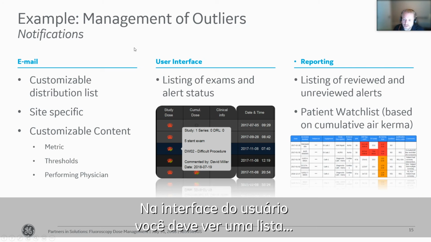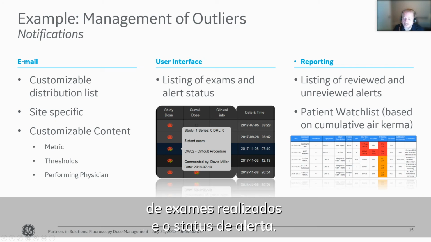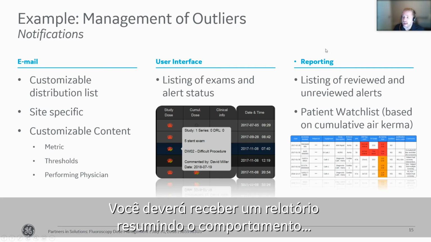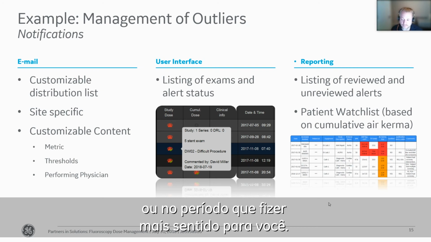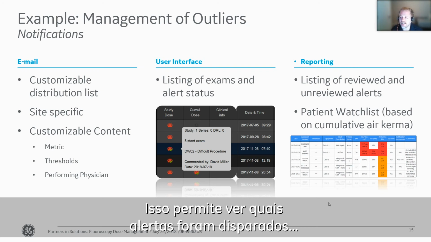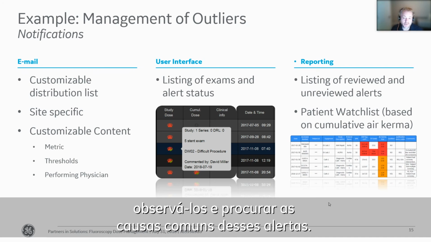In the user interface, you should see a listing of the studies that have been performed and the alert status. And you should have the ability to receive a report that summarizes the behavior of the imaging practice over the last month or the last quarter or whatever time frame makes the most sense to you. This allows you to see what alerts have been triggered, did anyone look at them, and what was the common cause for these alerts to happen.